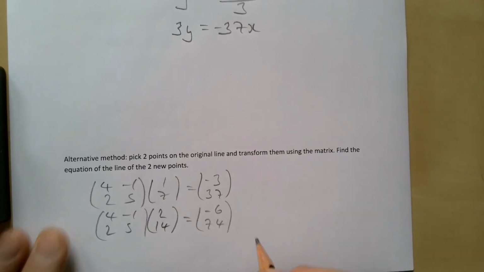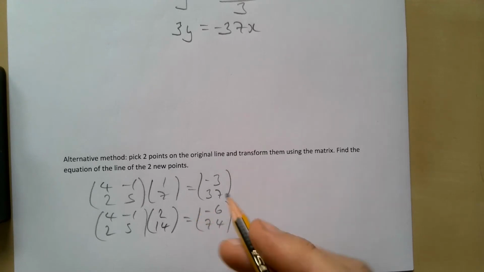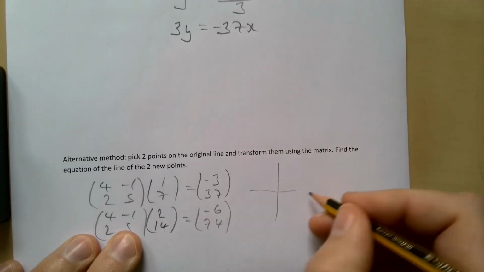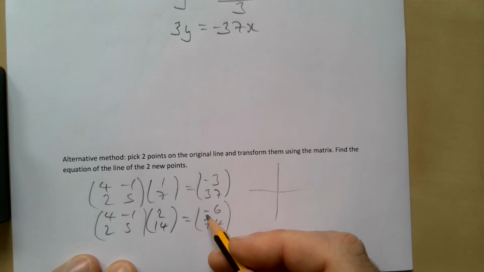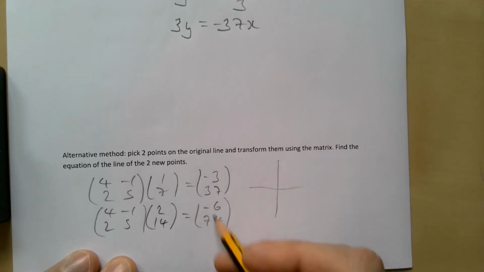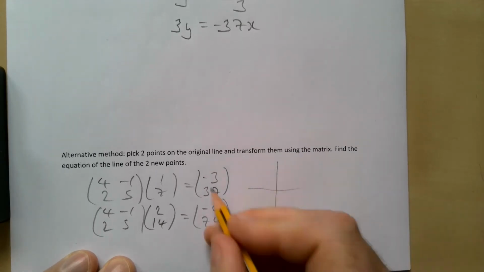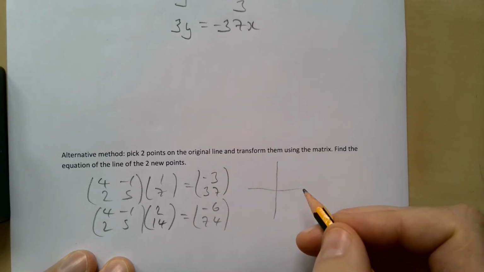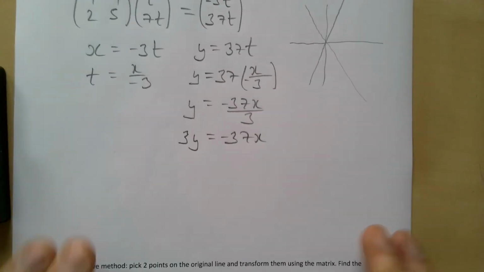What we've just given ourselves is 2 coordinates on the new line. So you don't even need to plot them, but you can use them to work out your gradient, and just find the equation of the line through (-3, 37) and (-6, 74) from your GCSE maths, and that would make it work out.